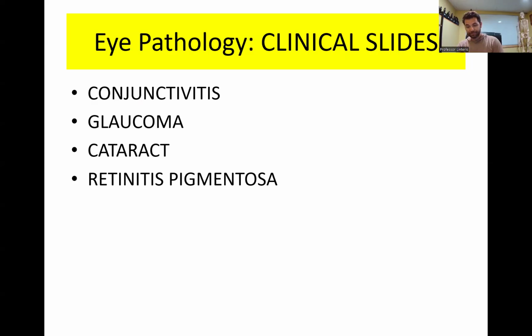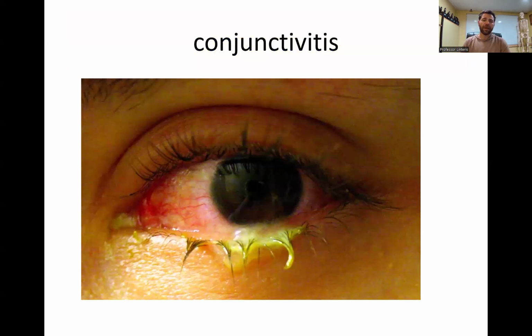So we have some pathologies, right? There's four that I want you to be familiar with. The first one is conjunctivitis. We just talked about the conjunctiva. Makes sense. Obviously, if you get an infection there. So this picture is conjunctivitis.